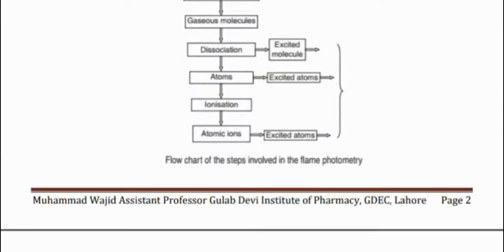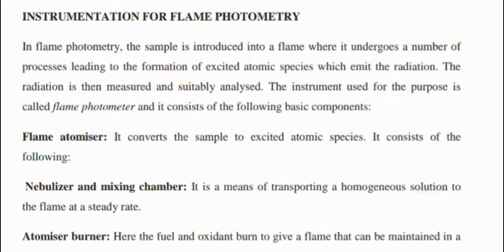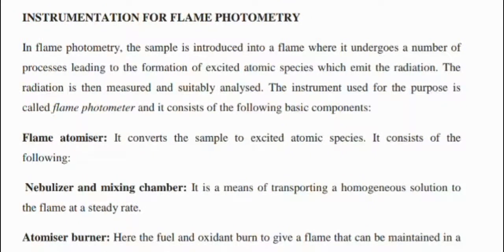So now let's look at the instrumentation of flame photometry. The sample is introduced into the flame, where it undergoes a number of processes leading to the formation of excited atomic species which emit radiation. The radiation is then measured and suitably analyzed. The instrument used for the purpose is called the flame photometer, and it consists of the following basic components.